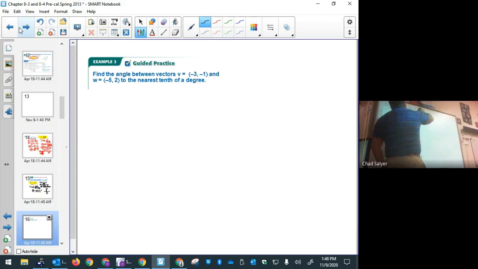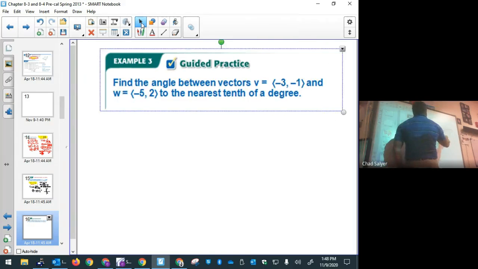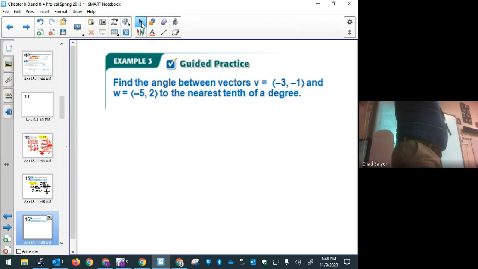Here's one for you. Find the angle between these two vectors, to the nearest tenth.